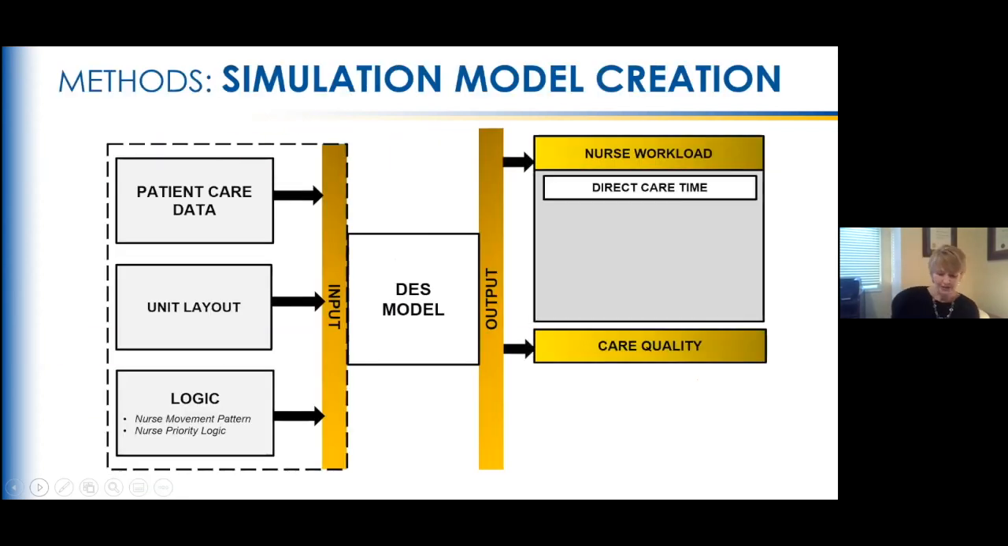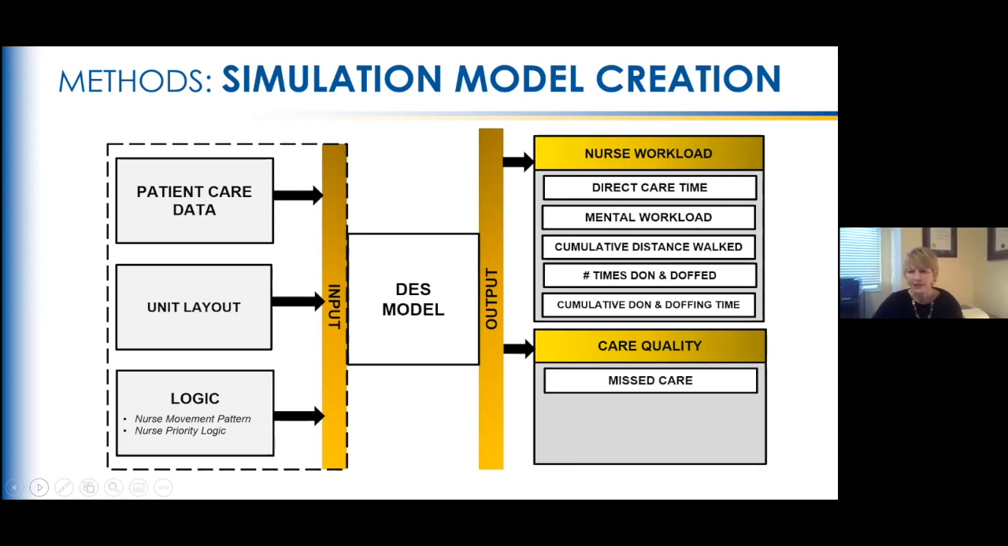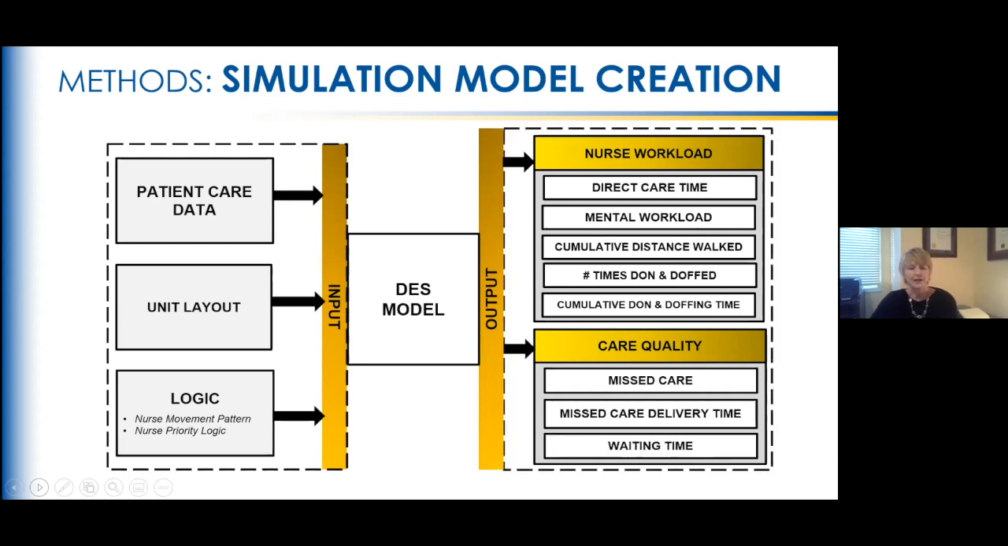The model outputs included 2 main categories. One is nurse workload, which was measured by several indicators: direct care time, mental workload of the nurses, cumulative distance walked by the nurses, number of times they donned and doffed PPE during the 12-hour shift, and cumulative donning and doffing time. Care quality was measured by missed care, delivery time, and care task waiting time.